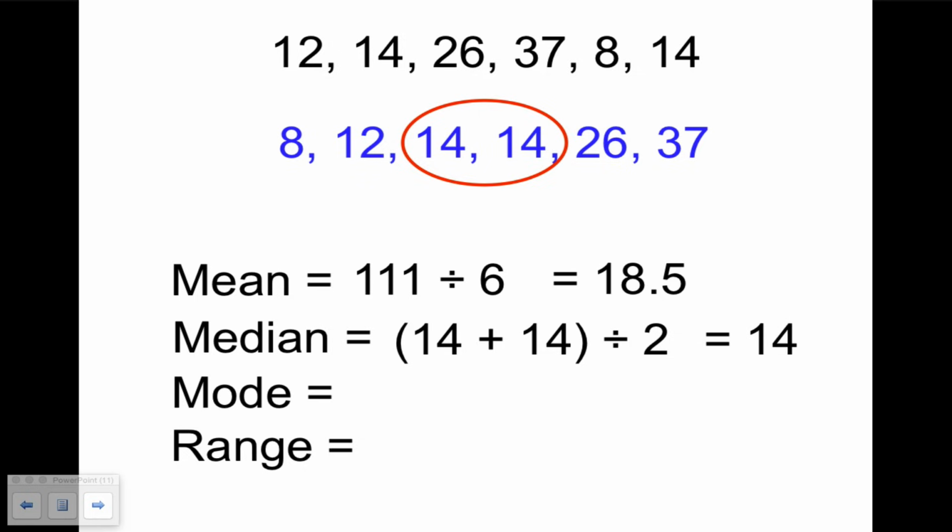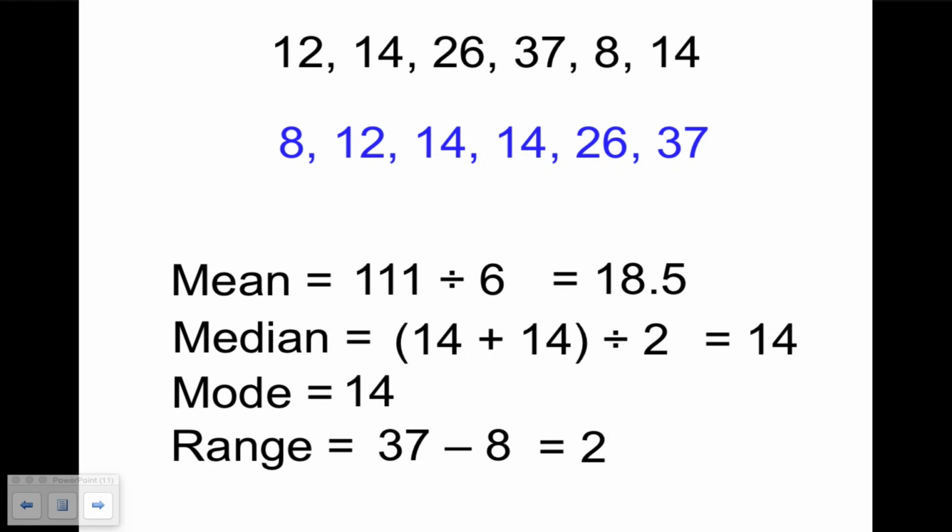Well, I did, so I was silly. The mode is the data item that occurs the most, which again, in this instance, is 14. And the range is the largest subtracting the smallest. In other words, the difference between them. And it's going to be 29.